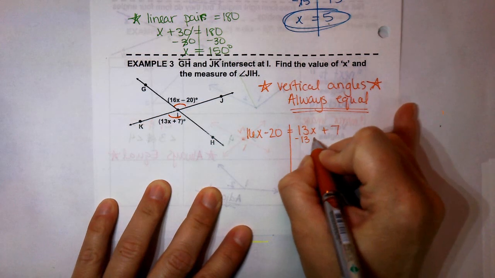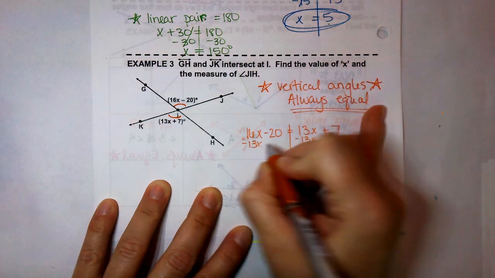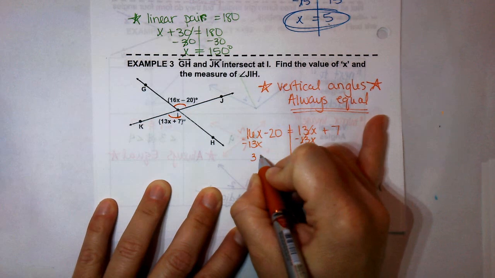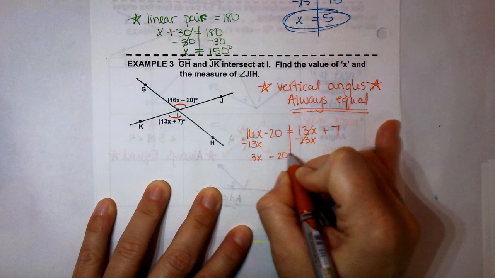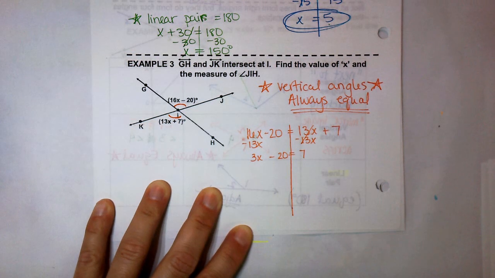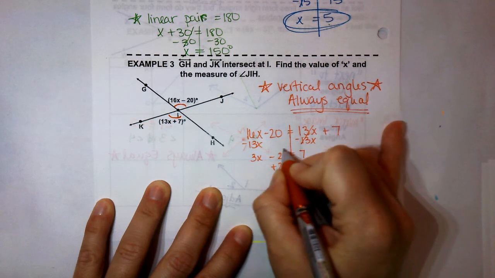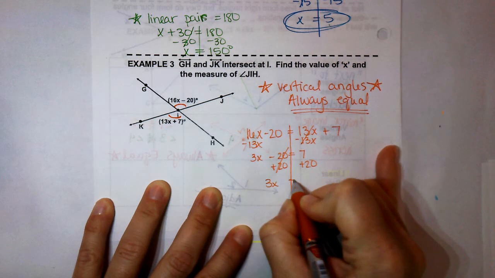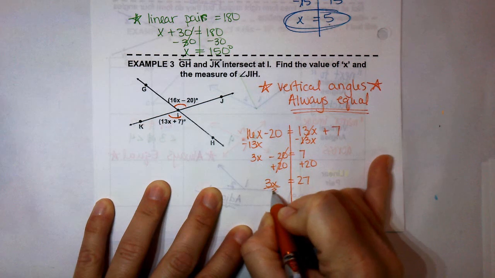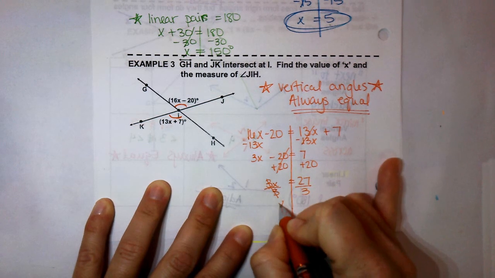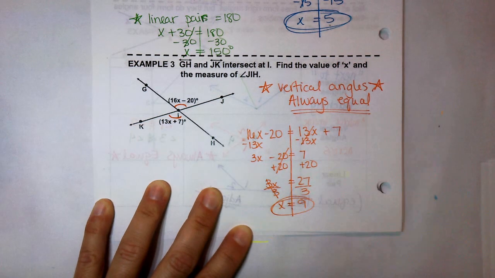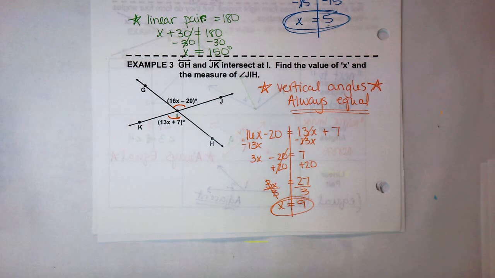So minus 13, 3x minus 20 equals 7. Plus 20, plus 20. 3x equals 27. Good. So x equals 9. That is the first part.